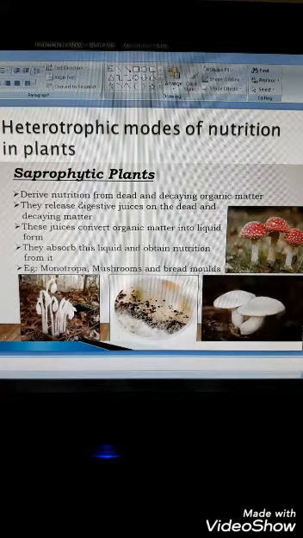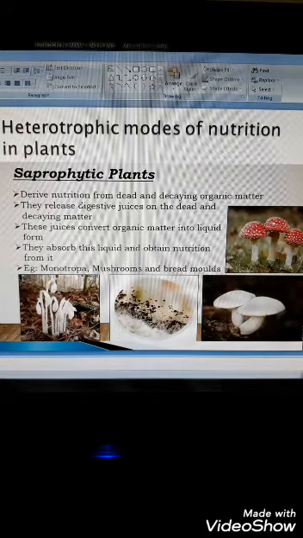Hello students. Today we are going to start with the heterotrophic modes of nutrition in plants. So we know that first we will understand what is the meaning of heterotrophs. Hetero means others, and trophos means nutrition. In the beginning of this chapter we have understood the meaning of this term. Now what is the heterotrophic mode of nutrition?